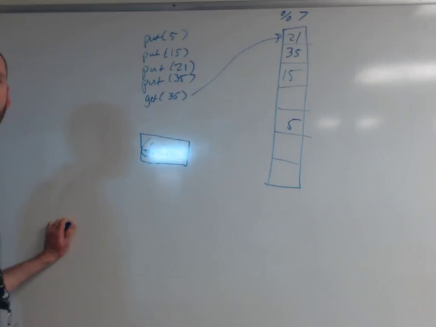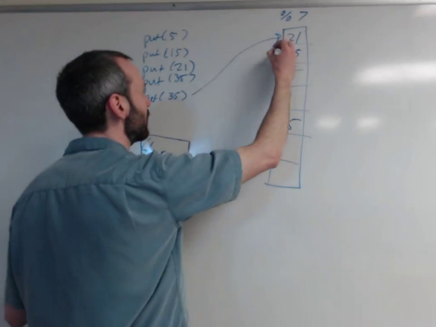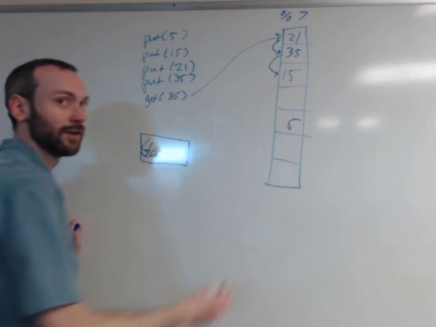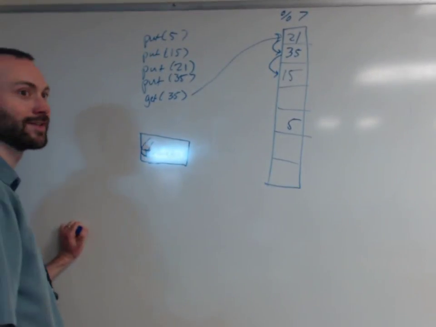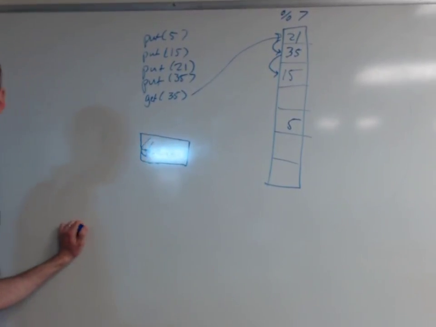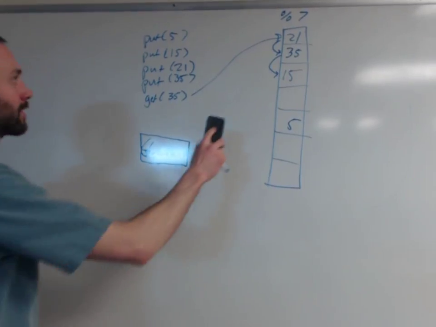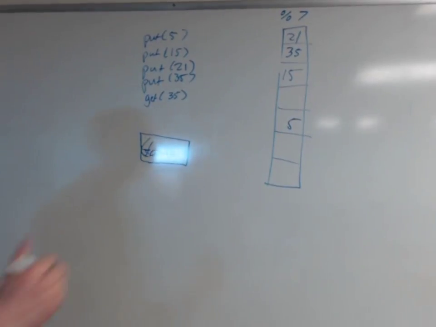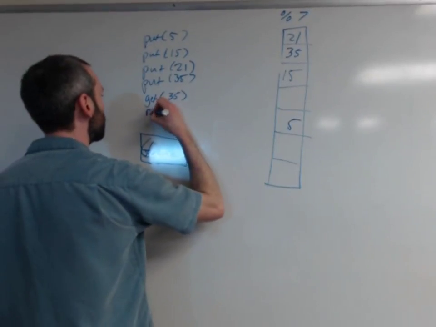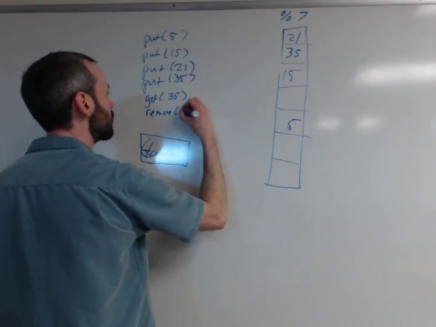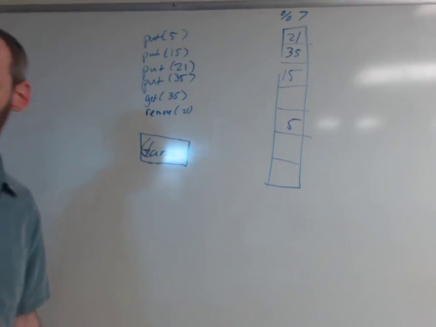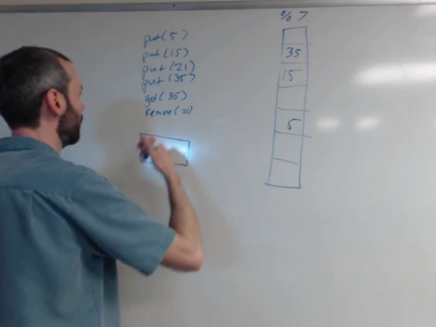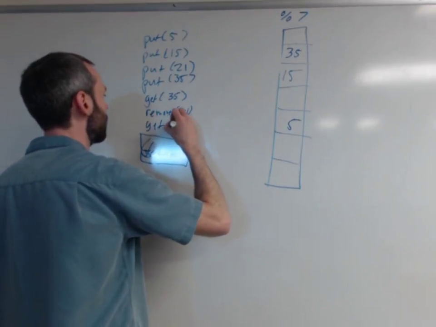Go down the array. Check there. If it's there, yay. If not, we have to keep going, don't we? Until we find something that's empty. Okay. All right, so that kind of makes a little sense. What if we do this? What if we remove 21? All right. And now we want to do a get on 35.